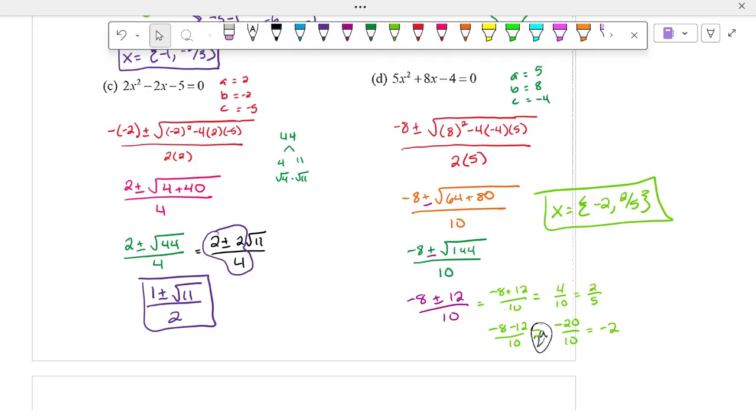See, if you got 2 plus or minus the square root of 11, would that still be right? No. So you had to simplify all three numbers. So it would be 1 plus or minus the square root of 11 all over 2. Yeah, I just simplified.